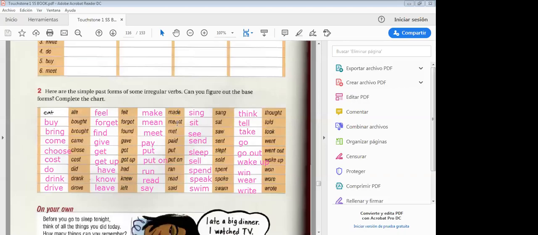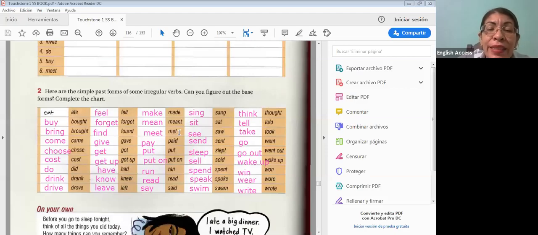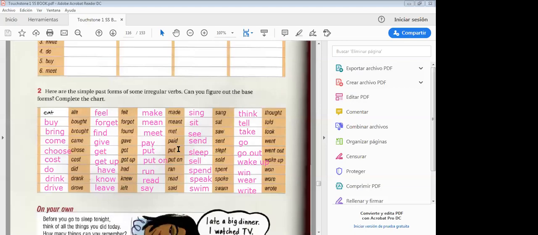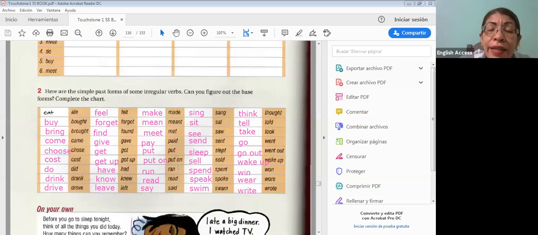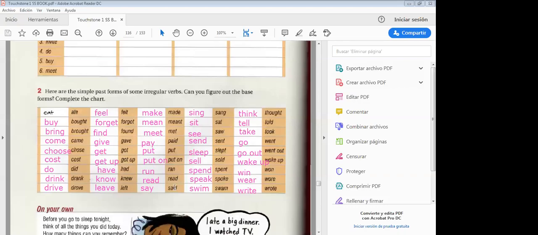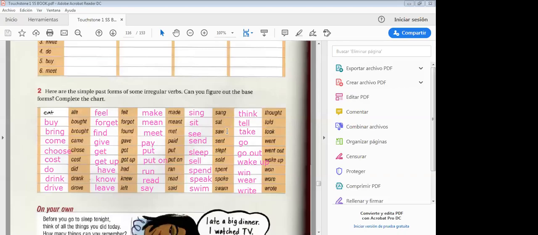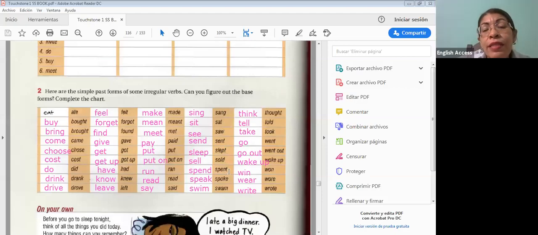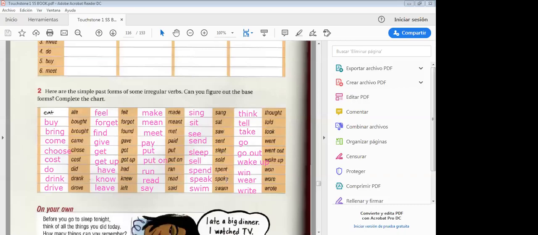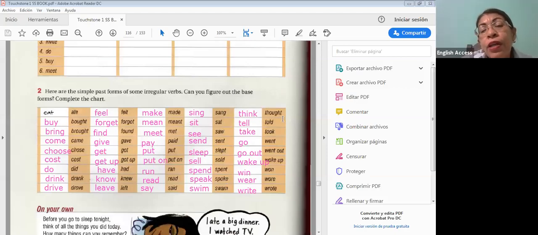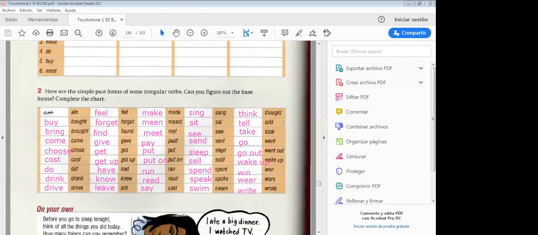Made, meant, met, paid, put, put on, ran, read, said, sang, sat, saw, sent, slept, sold, spent, spoke, swam, thought, threw, told, took, went, went out, woke up, won, wore, wrote.